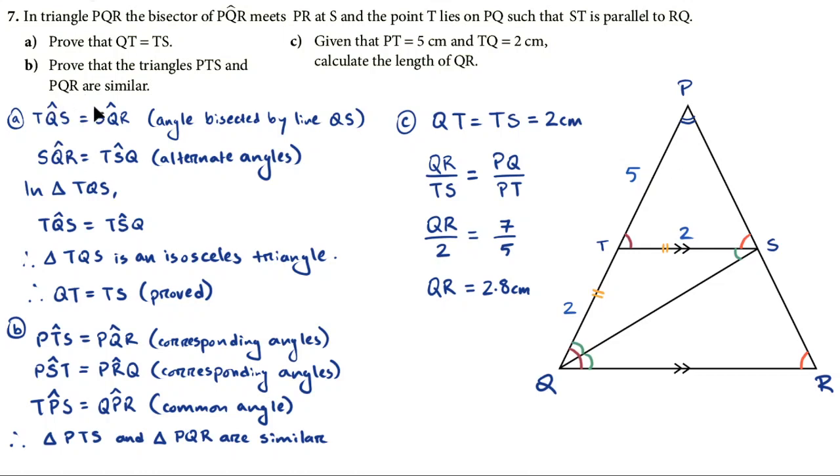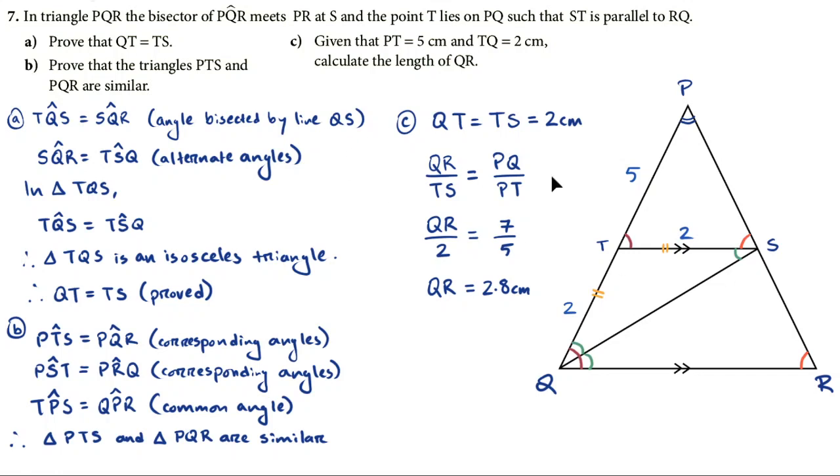So let's say that angle TQS is equal to angle SQR, as the angle is bisected by the line QS.